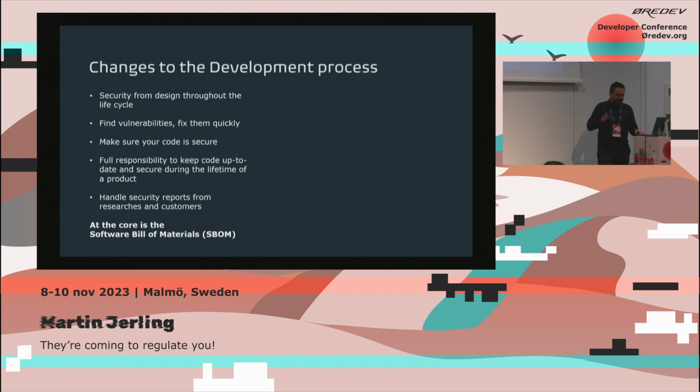Okay, so there'll be some changes. Security by design throughout the entire life cycle. Find the vulnerabilities, fix them quickly. Make sure you spend some time to make your code secure. And also, we need to take responsibility for code throughout the entire life cycle. From when you start to include a dependency in your product until that is off the market, we have an obligation. And also, handle reports from researchers and customers, and align them across the supply chain.